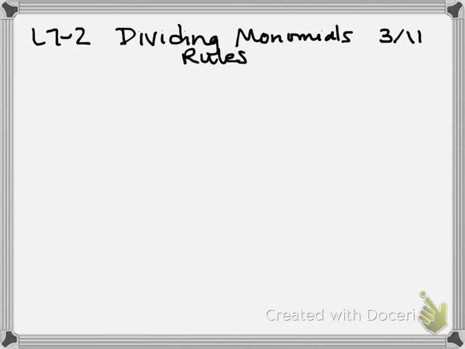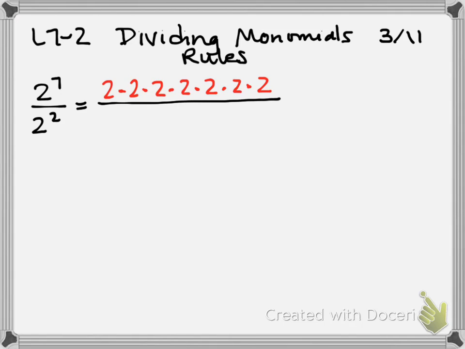So let's say that you have this problem: 2 to the 7th divided by 2 squared. What I'm going to do is expand out what 2 to the 7th means. 2 times 2 times 2 times 2 times 2 times 2 times 2. So 1, 2, 3, 4, 5, 6, 7. And then I'm going to divide it by what 2 squared means, which is 2 times 2.